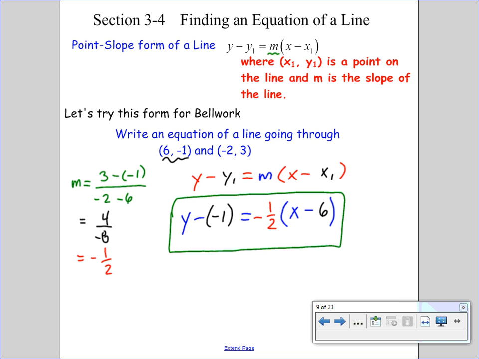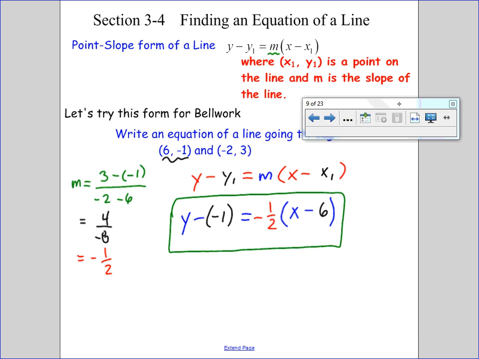That's it. I can see from this equation that one point on the line is (6, -1), and the slope of that line is negative 1/2. So I know information about that line just by looking at the equation. Now, if we wanted to compare this to my original answer to make sure it's the same, then I could go ahead and distribute the negative 1/2 through, combine like terms, and solve for y.